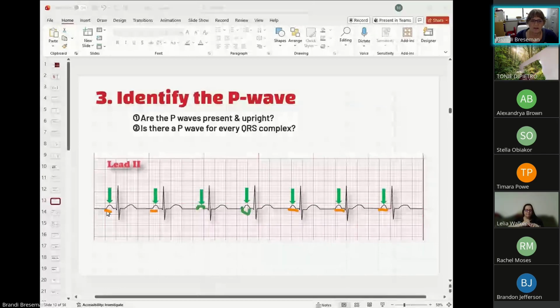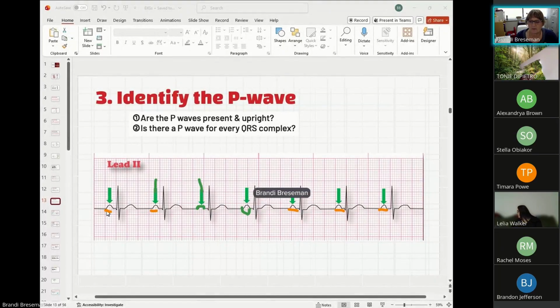So there's one in front of each QRS, right? You can see it identifies that. And all of them are upright. None of them are inverted. So that's what we're answering.